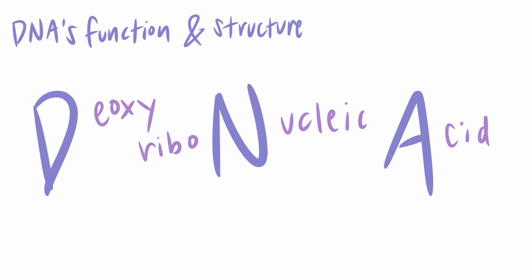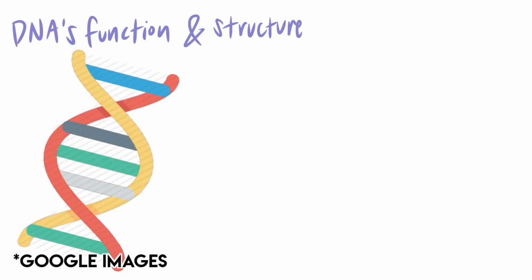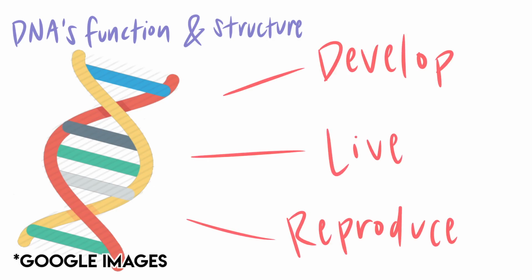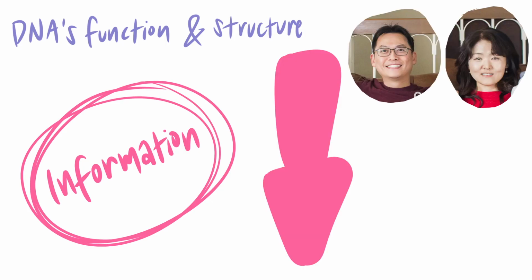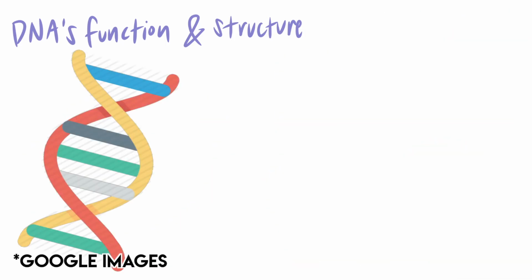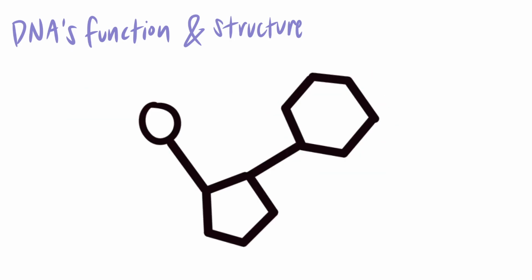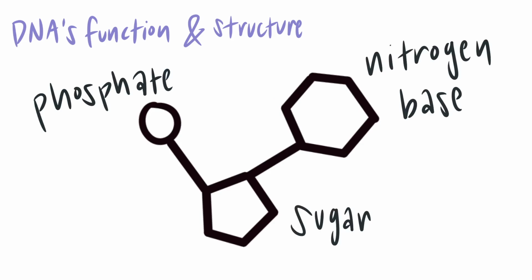DNA stands for deoxyribonucleic acid, and it's a molecule that has all the genetic information an organism needs to develop, live, and reproduce. The information is inside of every cell and gets passed down from parents to their children. DNA's shape is a double helix and it's made up of molecules called nucleotides. Each nucleotide has three parts to it: a phosphate, a sugar, and a nitrogen base.